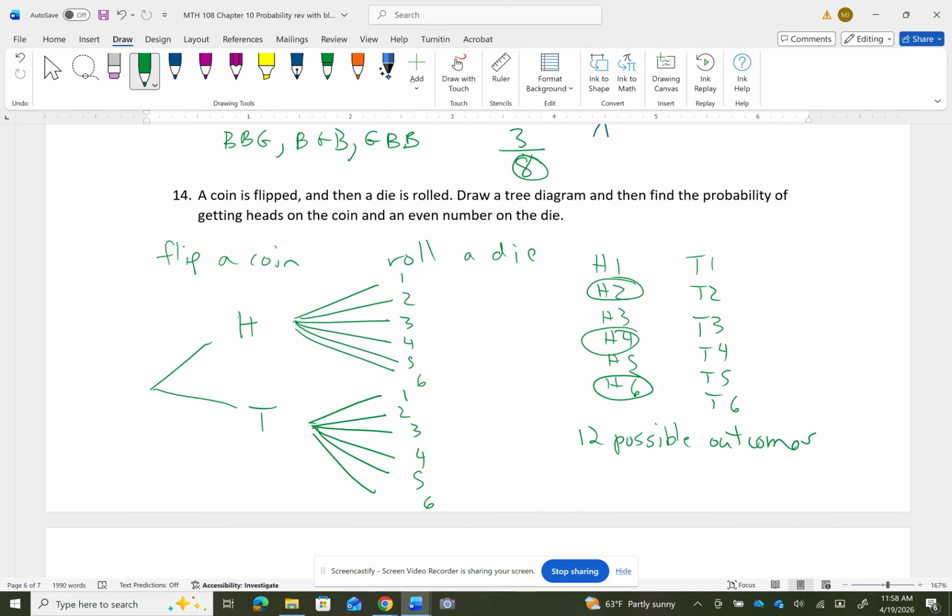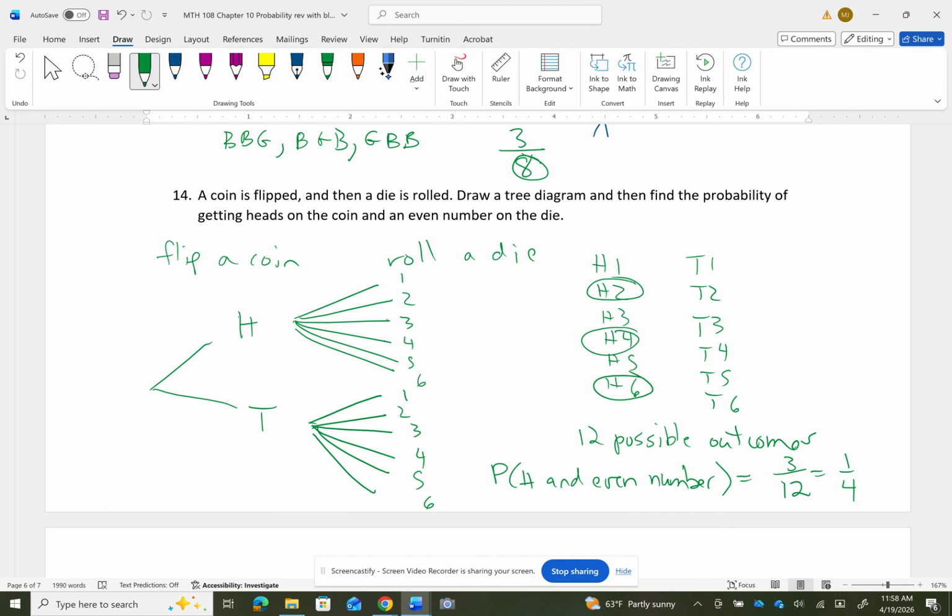So there'd be 3 outcomes. Okay, so the probability of heads and even number would equal 3 of the outcomes out of the 12 possible outcomes, and then you would just simplify that and get 1/4. Okay.